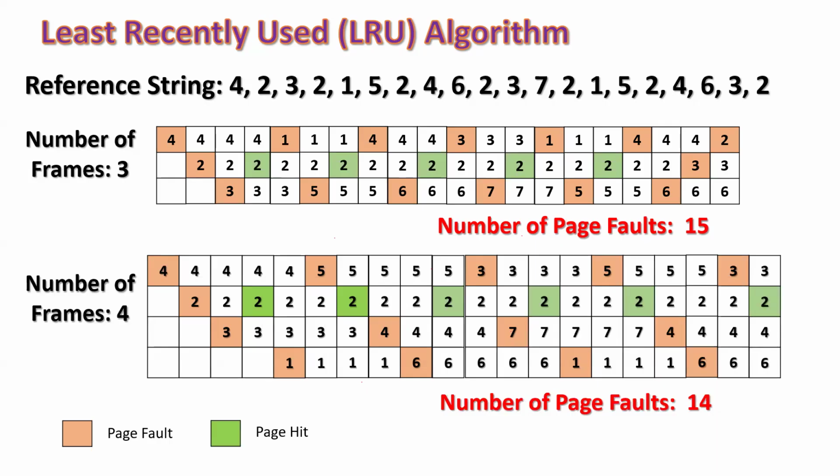Now, if you compare this with FIFO, with 3 frames we had 17 faults. With LRU, we had 15 faults. So LRU clearly performed better. Also, LRU does not suffer from Belady's anomaly. Okay, this is least recently used.